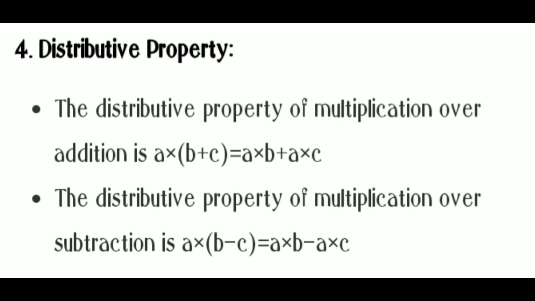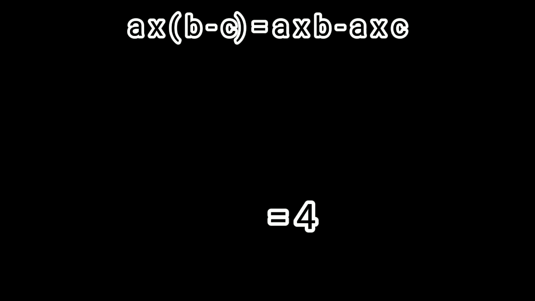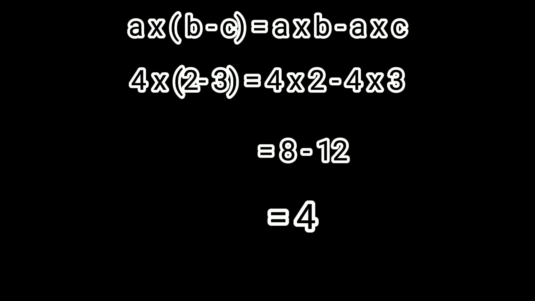While the distributive property of multiplication over subtraction is a times (b minus c) is equal to a times b minus a times c. So this one is the formula of the distributive property. So a times b minus a times c. So we have an example.